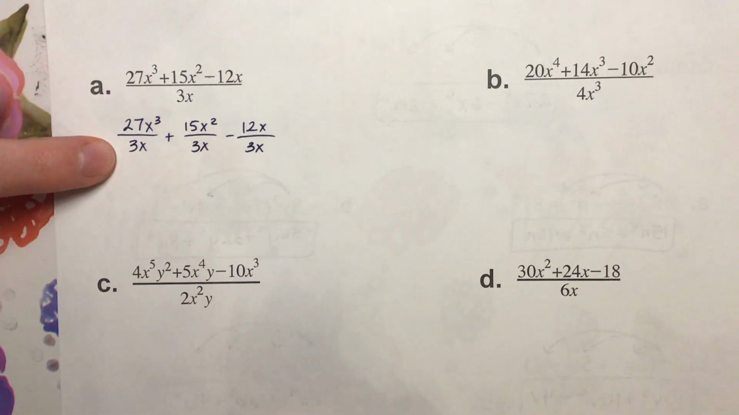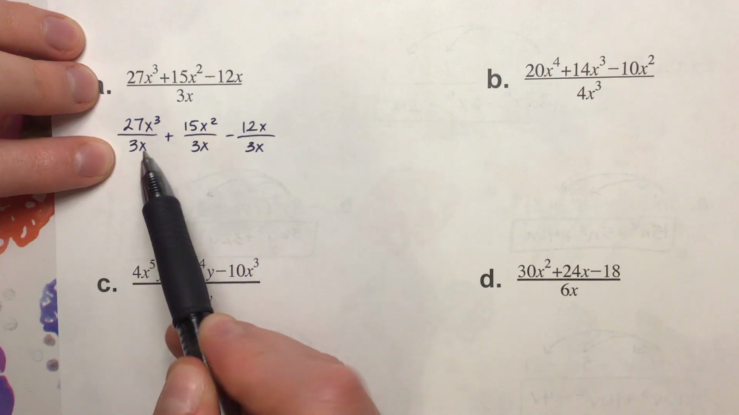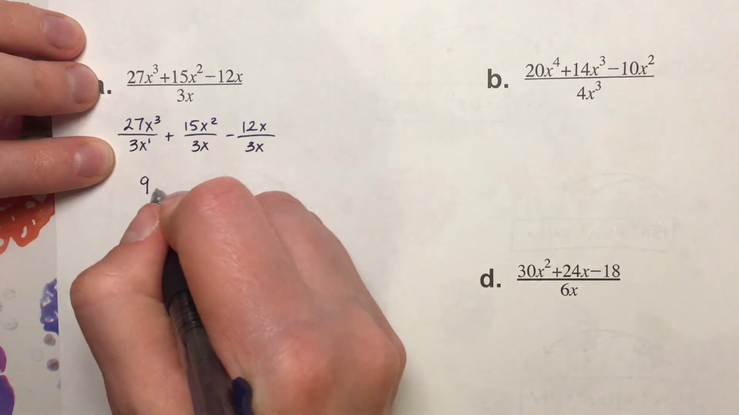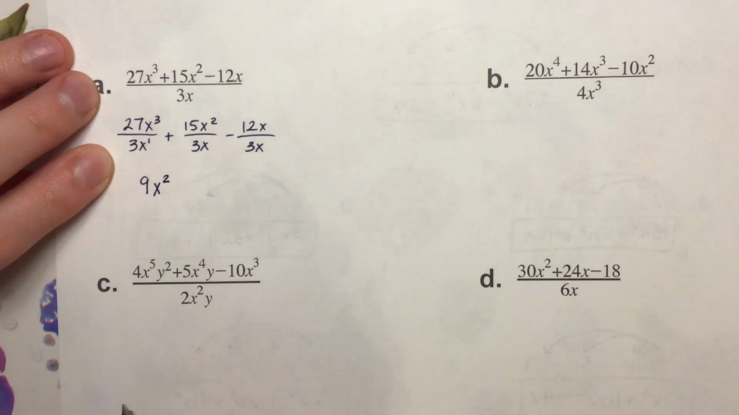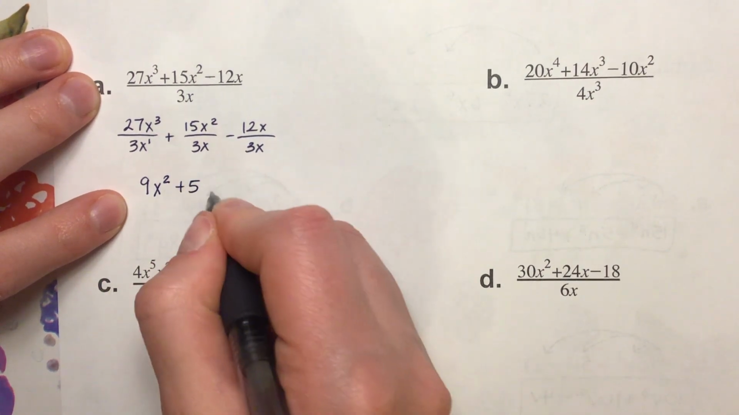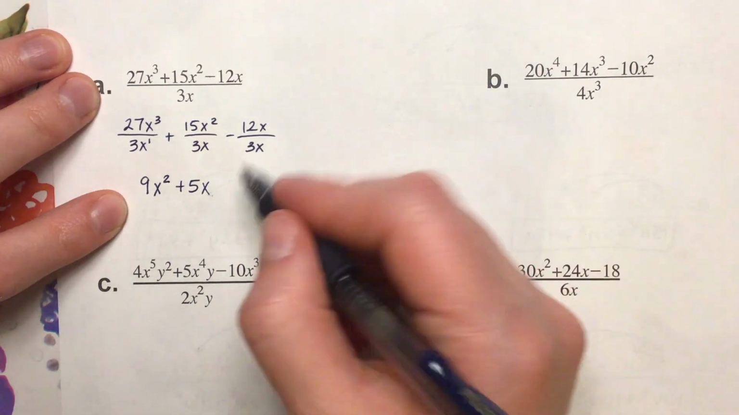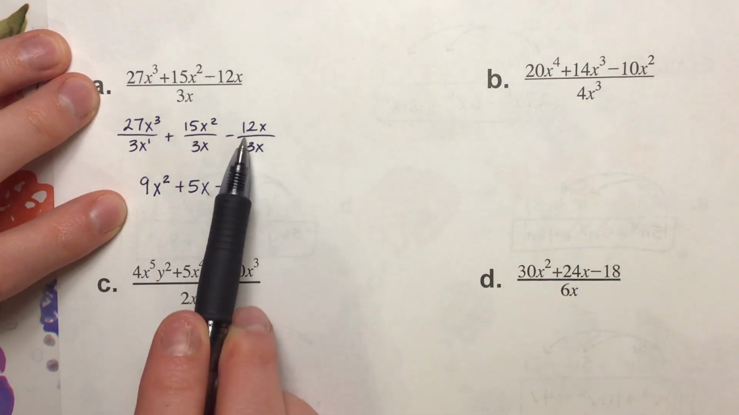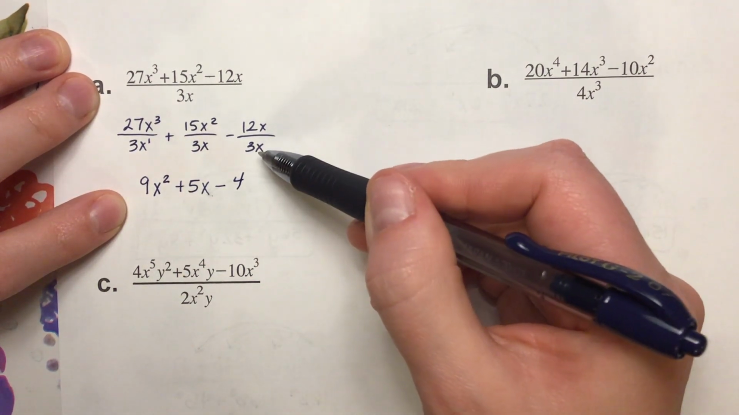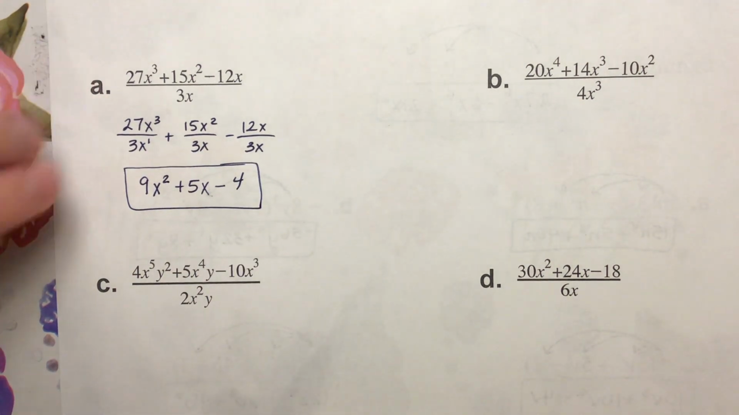So 27 divided by 3 is 9, and x cubed divided by x. If I need to put that invisible one, I can. So now subtract your exponents because we're dividing. That's going to be 9x squared. 15 divided by 3 is 5. X squared over x reduces to x. And finally, I have a minus sign because of this minus sign right here. 12 divided by 3 is 4. And x over x totally cancels out, so I don't have an x in that term, and this is what I'm left with.